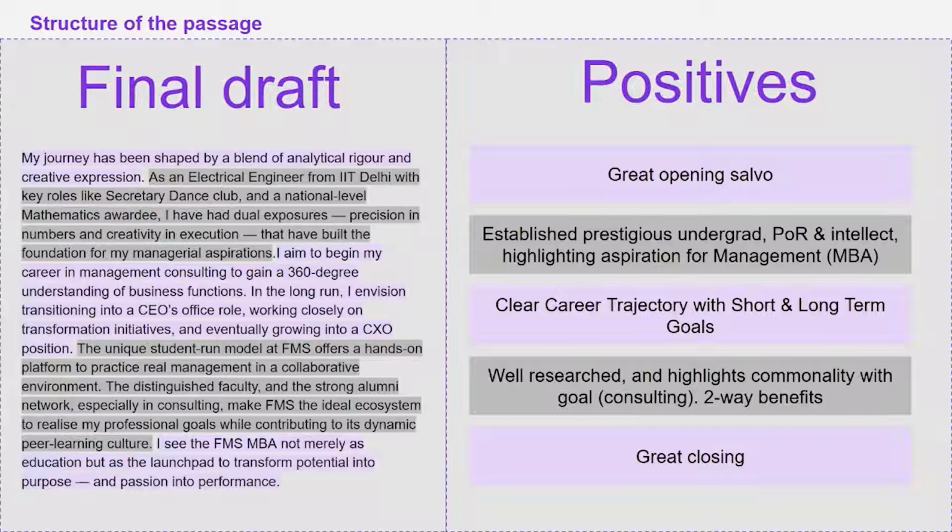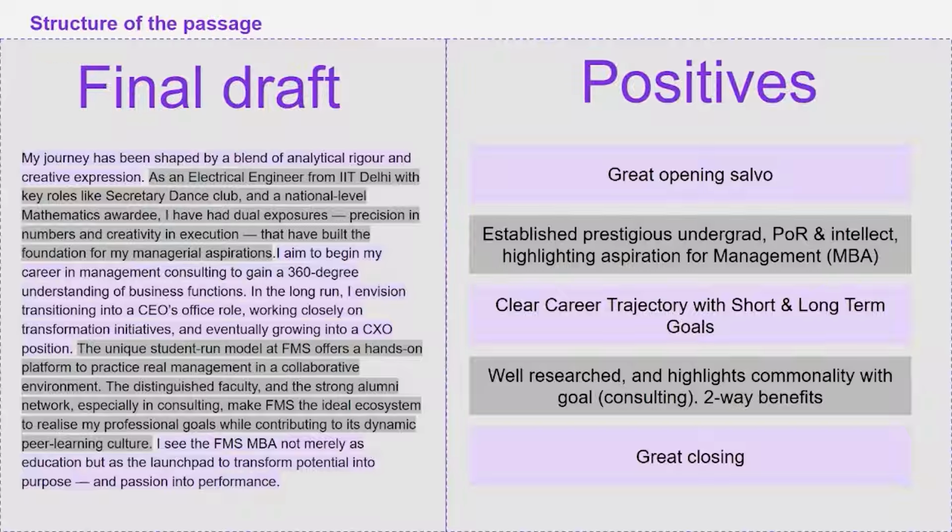In the long run, I envision transitioning into a CEO's office role. If you guys don't know, generally people who are in the CEO's office role are people who migrate out of consulting. 50% people who go out of consulting end up going in either in-house consulting or in CEO office roles, working closely on transformative initiatives and eventually growing into a CXO position. So if you want to be a CXO of a company, this is actually the best way to achieve that.